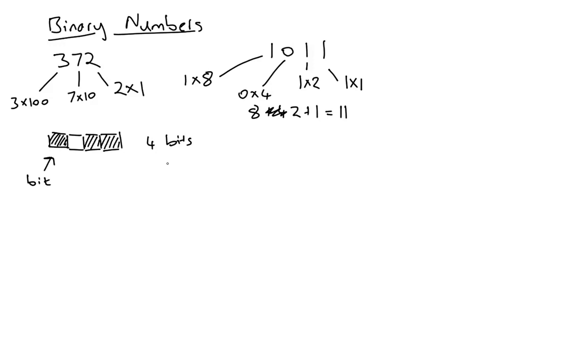And the other thing I want to mention is that bits in the computer's memory are organized into bytes. So a byte is 8 bits. So let's have 1, 2, 3, 4, 5, 6, 7, 8. So we've got 8 cells here. Let's check this. 1, 2, 3, 4, 5, 6, 7, 8. And this is called 1 byte.